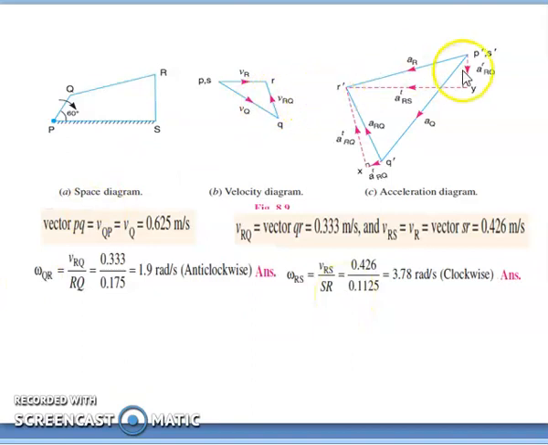Now how to draw the acceleration diagram? Here again, the points P and S are stationary. So you first fix the fixed points P dash and S dash. If you consider Q with respect to P, it is going to move with a constant angular velocity.